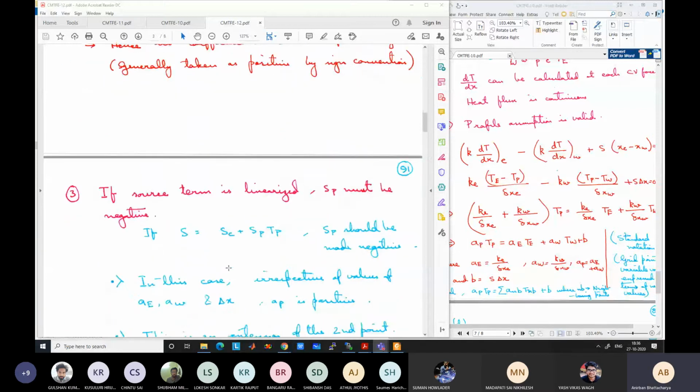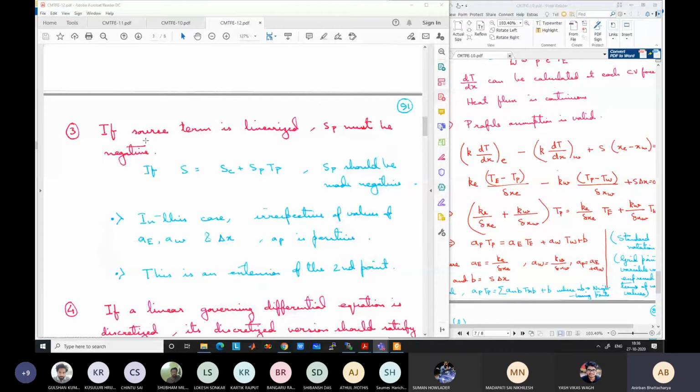So this brings us to the next point. If the source term is linearized, SP must be negative. We will see how to do that. So if S is equal to SC plus SP TP, SP should be made negative. So S should be divided in such a way that SP is always negative. We will see that in today's class.